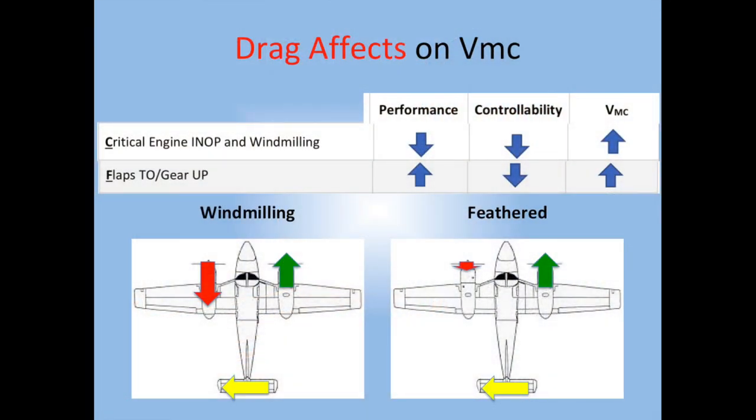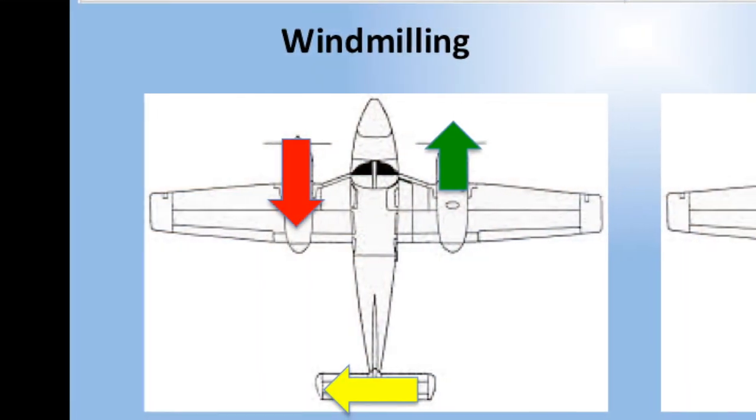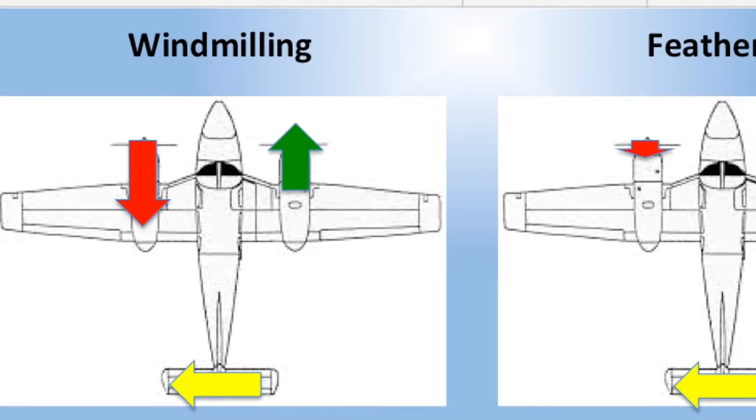What about drag? What's drag's effect on VMC? Well, there are two real things, and the first is the propeller. If we leave the propeller windmilling, and by windmilling we just mean that it's sitting up straight, it's a fan more or less at that point, the air hitting it is going to be pushing the aircraft back. Like in our illustration here, the left side of the aircraft is creating drag because it's no longer creating thrust.